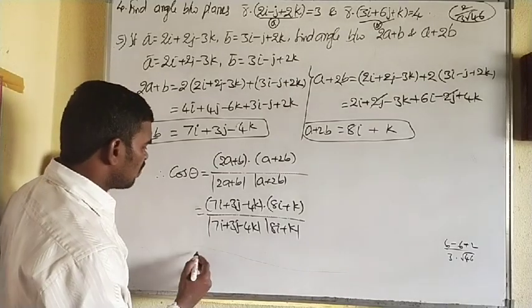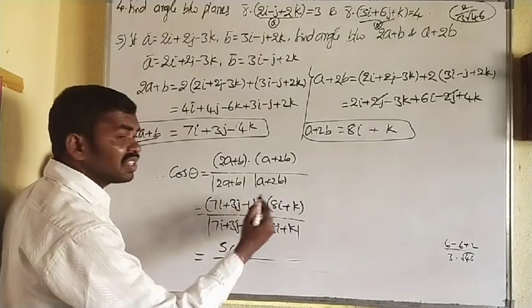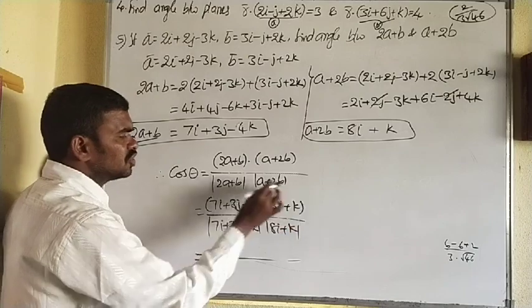Right. Now simplify this. How can we simplify? I with I, 7 8 ja 56. J with j, but here j is not there. So here j means 0. 0 into 3, 0.